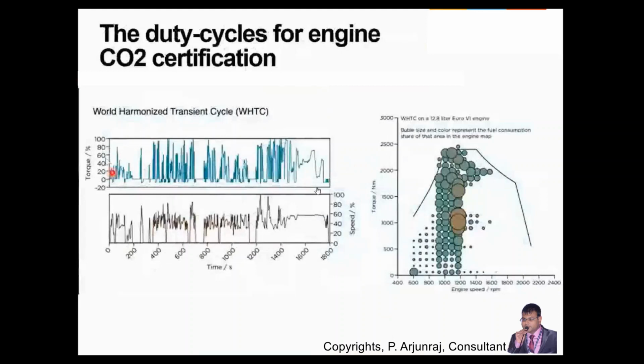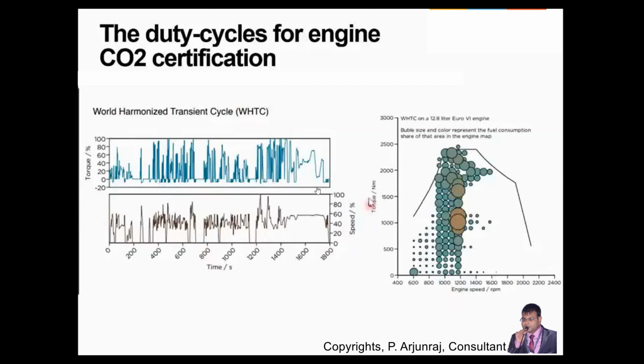These are some of the duty cycles for engine related certification for CO2, the World Harmonized cycles. You have two things: the World Harmonized Stationary Cycle, noted as SC, and the World Harmonized Transient Cycle, noted as TC. So you call them WHSC for the stationary cycle and WHTC for the transient cycle. Here we take time, speed, and torque into consideration when going for CO2 certification for engine related aspects.